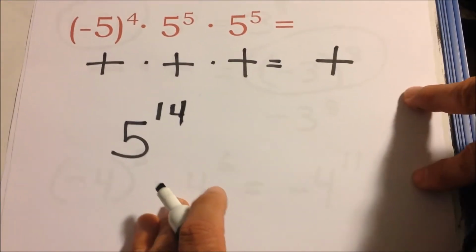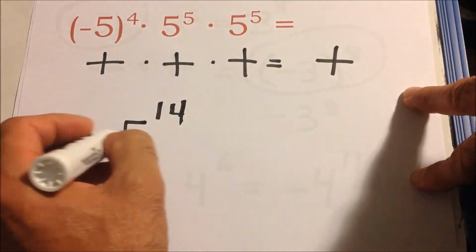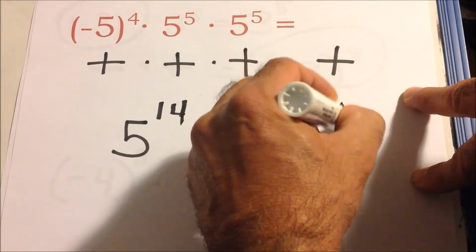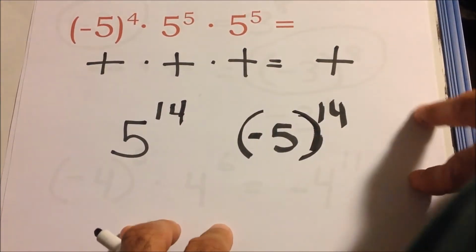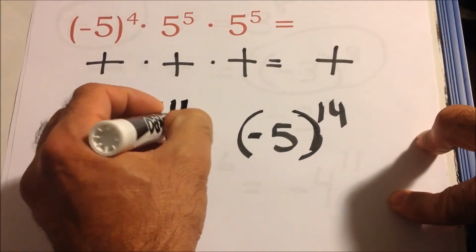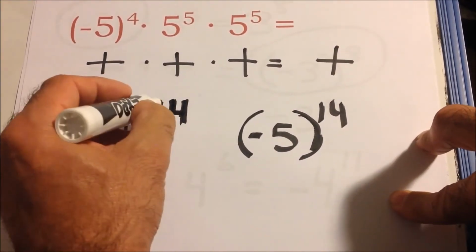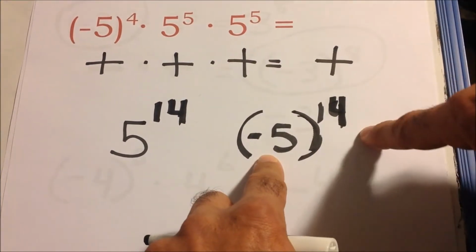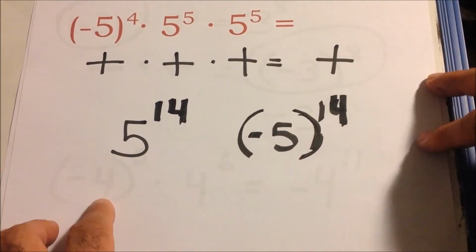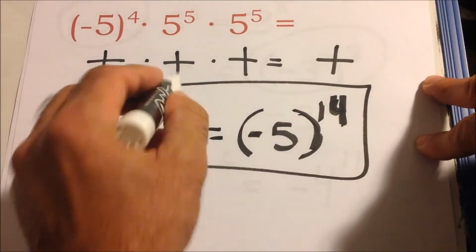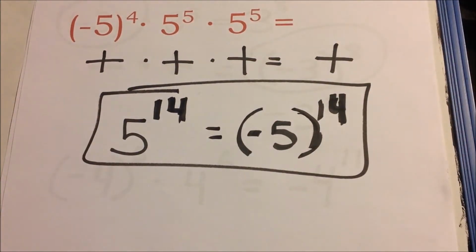By the way, 5 to the 14th power and -5 to the 14th power is the same thing. Why is it the same thing? Same thing because it has an even exponent. And you know if you have a negative base with an even exponent, your answer will be positive. So these two are actually the same answer. Okay, let's keep doing some so you get used to this.